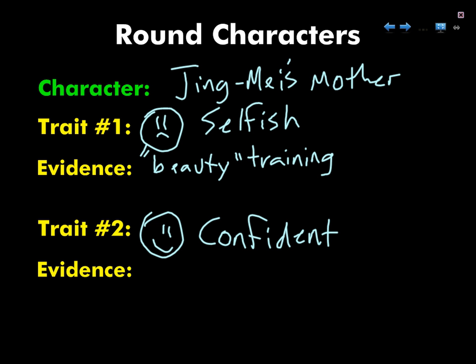You know what? We don't just need one piece of support for either of these. Let's strengthen it. Let's give ourselves more support. Find more instances where mom seems to be selfish. Find more instances where mom seems to have confidence and trust and belief in her daughter.